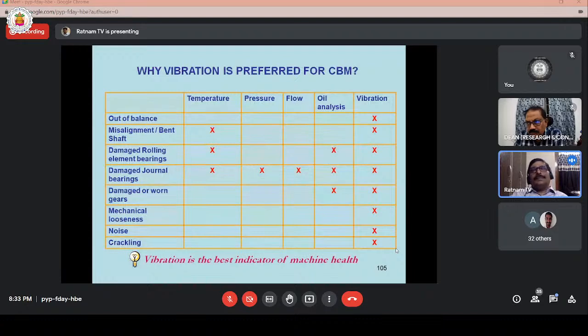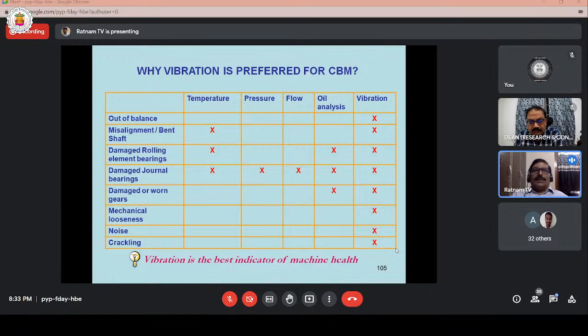So why is vibration preferred in CBM? Because temperature can identify misalignment, damaged rolling element bearings and journal bearings. Pressure monitoring can only identify damaged journal bearings, flow bearings. Oil analysis identifies damaged rolling bearings, journal bearings, and worn out gears also.